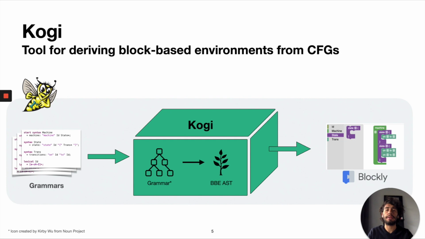Kogi first takes as input a grammar, and then it pre-processes the grammar in two ways. First, Kogi removes all the disambiguation rules because they are not needed for a block-based environment. And second, it inlines all chain rules. So we notice that this has a huge impact in the resulting environments. With this pre-processed grammar, we then make a transformation from the grammar into this generic block-based structure. And then we create a block-based environment. The resulting environment is built using Blockly for the rendering of the blocks.